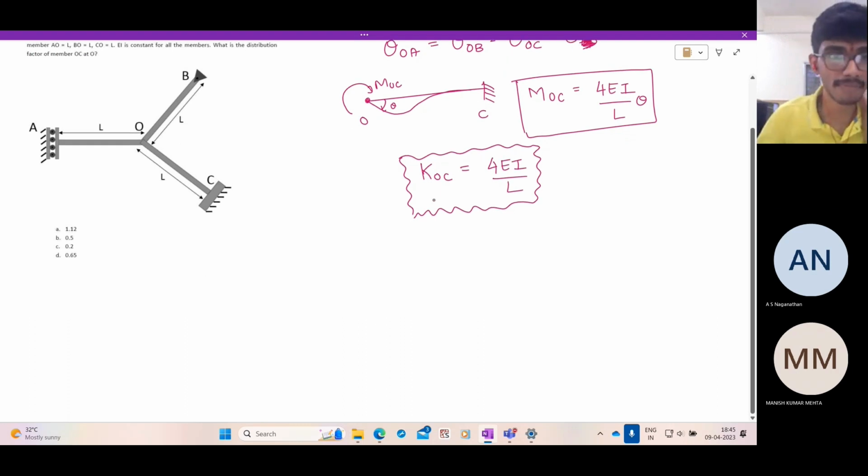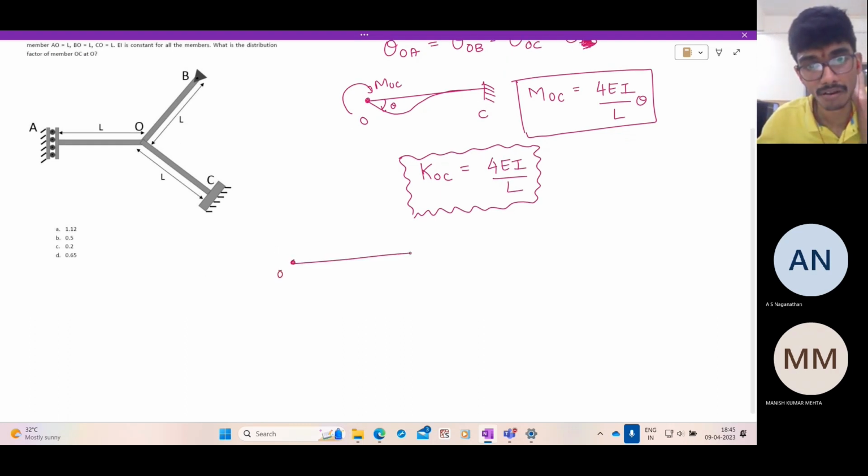Now let's consider the member OB. So we have O, B, and both are hinged. How does it deform under an applied moment MOB? It deforms this way. Here it generates a theta, and here it generates some theta B.